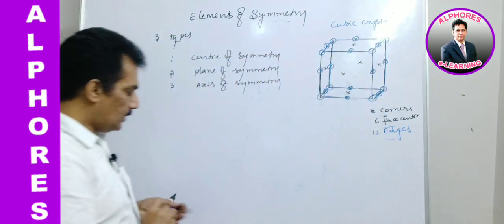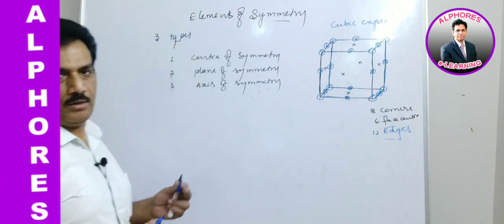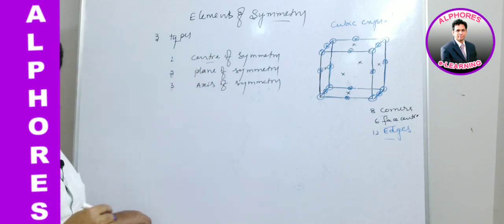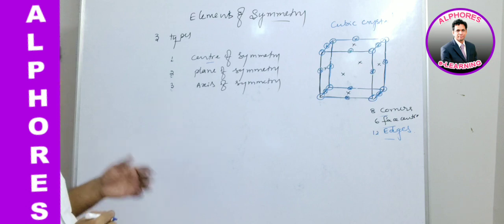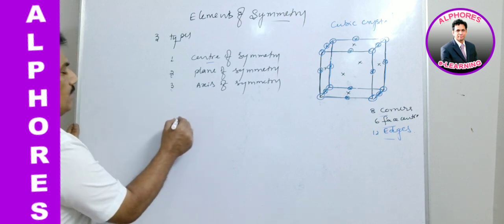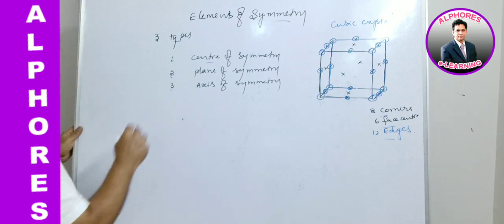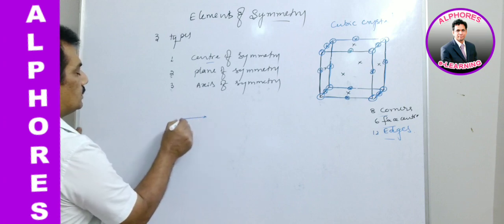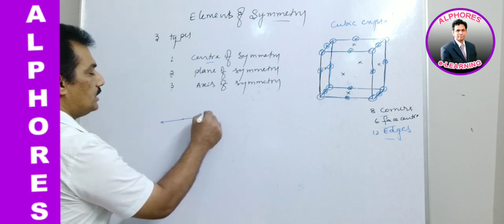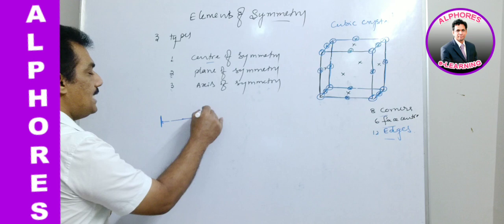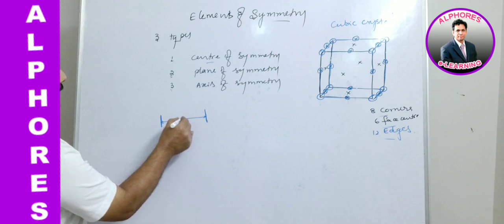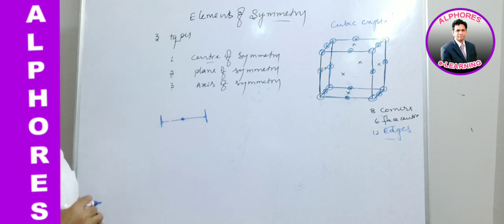Clear? And now with respect to that, we have to study the elements of symmetry. First, let us define what is center of symmetry. Remember, for any object or molecule or atom, when we start at a point and move in opposite directions, with 180 degrees of angle, if we reach identical places or positions at equal distance, then that point is said to be the center of symmetry.